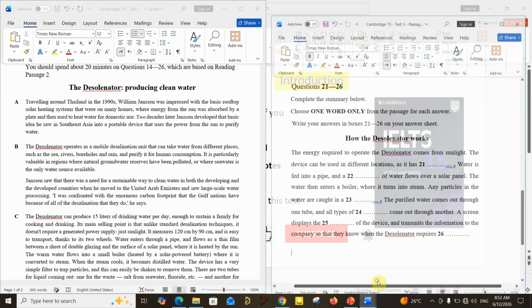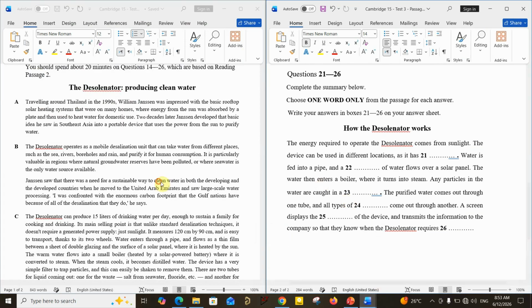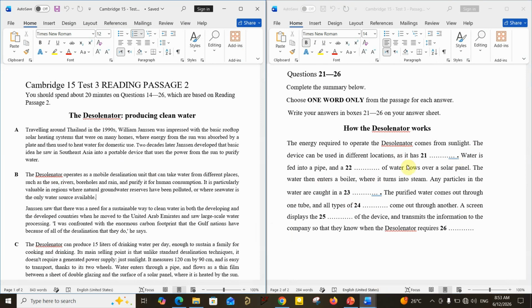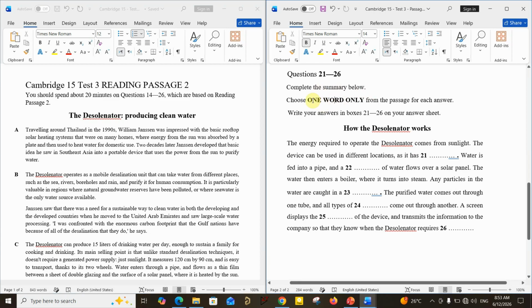Here I split the page into two halves. On the left hand side you can see the passage, and on the right hand side you can see the questions relating to this passage. Complete the summary below. Choose one word only. Highlight this one and be careful, just one word. You're not going to write two words for this type of question, so be careful with that.